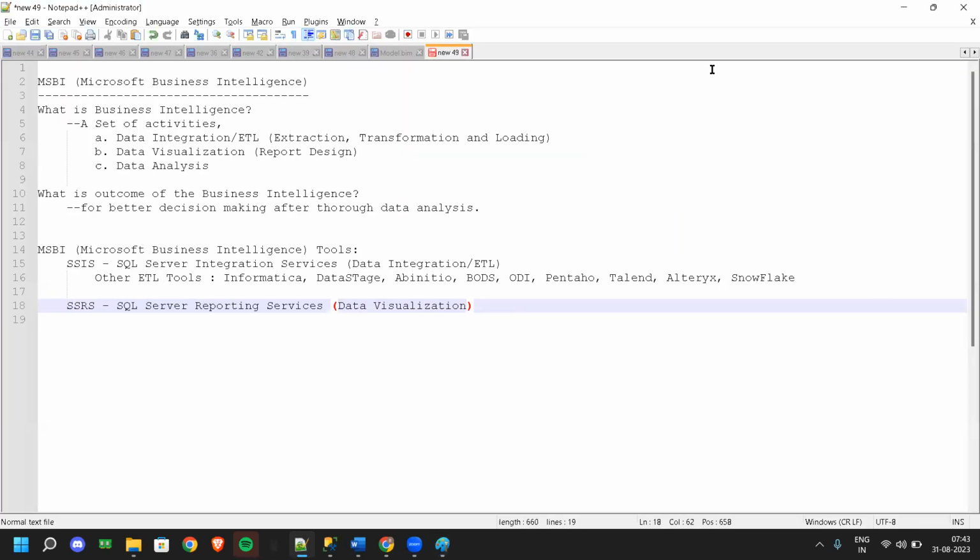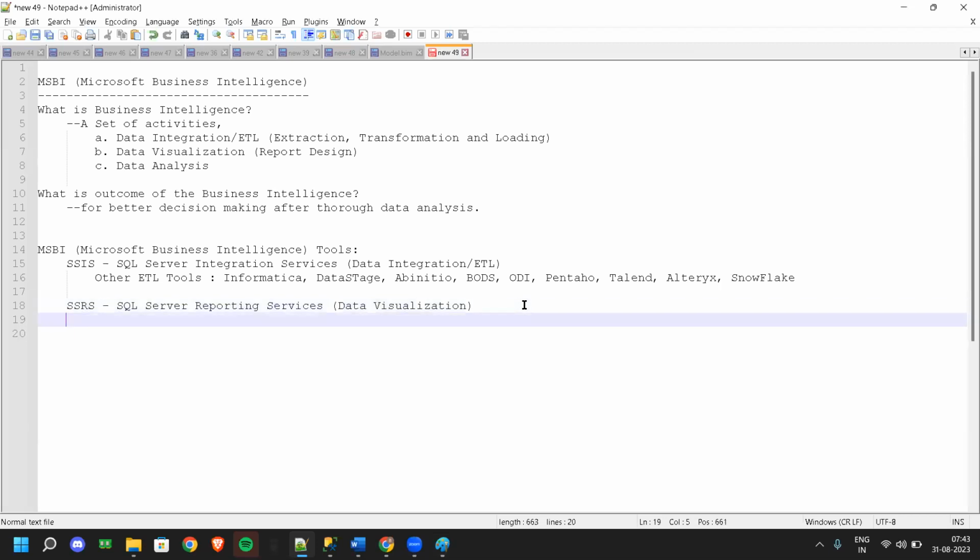And finally, SSAS, SQL Server Analysis Services. This is for data analysis.